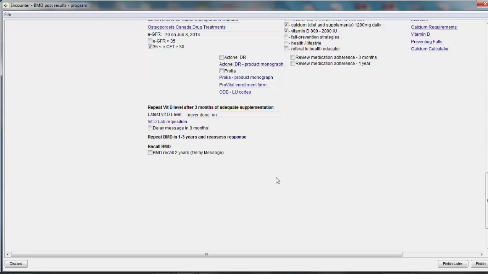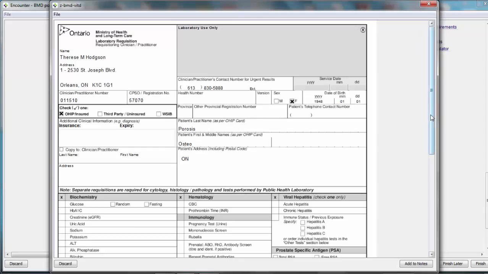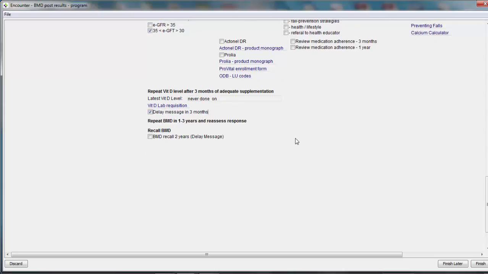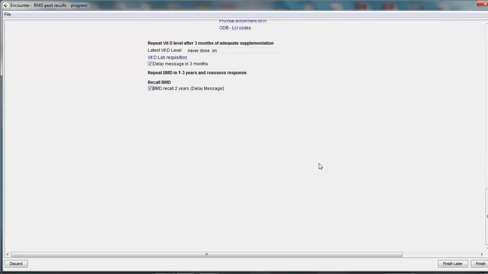Pharmacotherapy also involves vitamin D. This encounter assistant pulls the last vitamin D level. And we have an automated requisition that we can add to the notes and give to the patient. The vitamin D level should be done only after 3 months of taking vitamin D. This would send a delay message to your staff to call the patient as a reminder to go for the vitamin D blood test. And of course here, we want to repeat our bone density in 2 years.